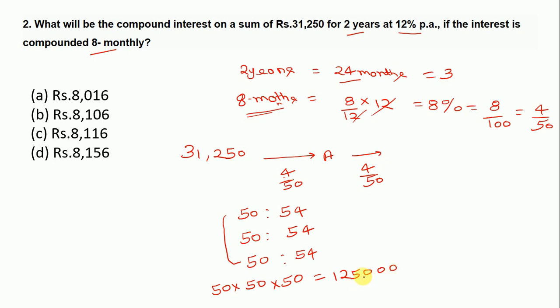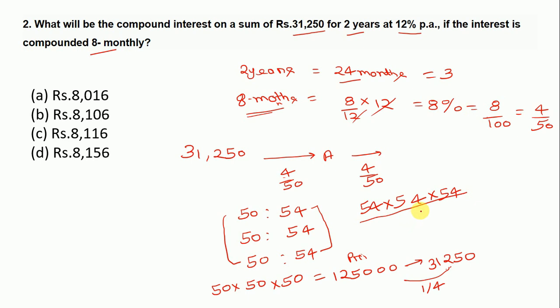So it will be your principal amount. But in the question we are given principal amount is equal to 31,250. So this amount is 1/4 of this amount. So your compound amount will be 1/4 of this, that is 54 into 54 into 54. And for your final answer, just divide this by 4. So 2 times it will be 27, and 2 times this will be 27.